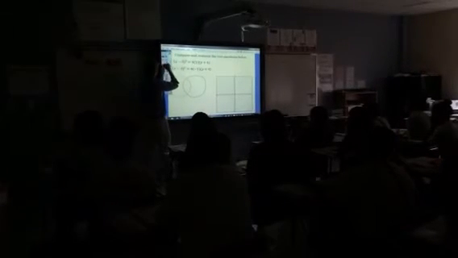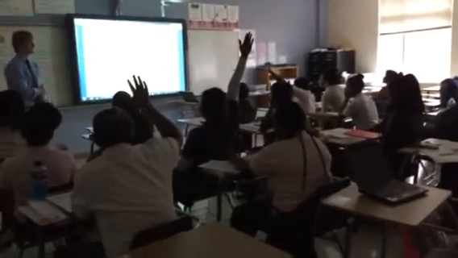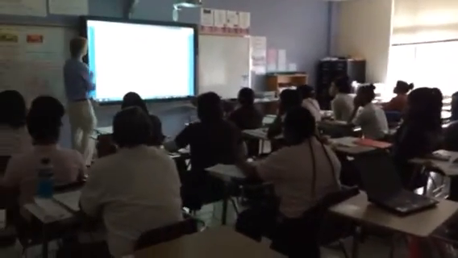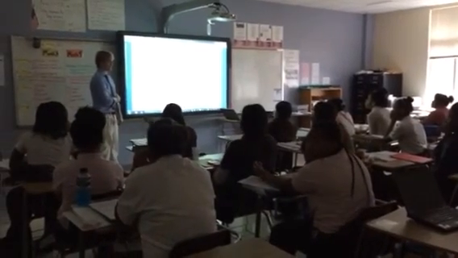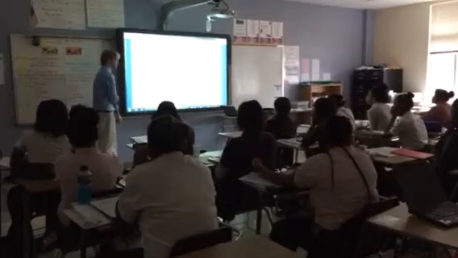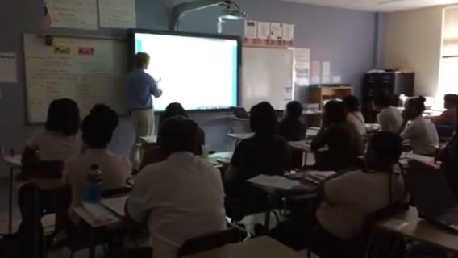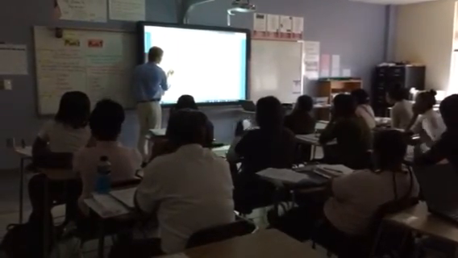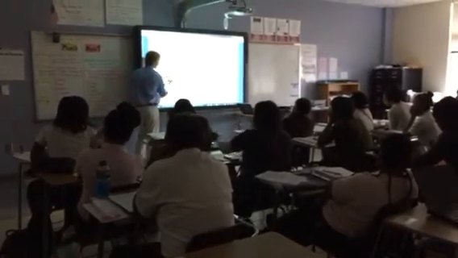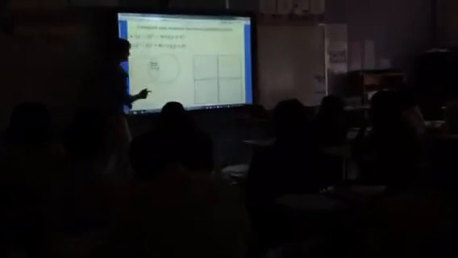All right, raise your hand if you can explain to me a similarity, something they have in common. Jade. They both have a vertical axis. What's that axis called? Okay. Both of them have a vertical axis of symmetry. Why? The reason is because x is the one that's squared.